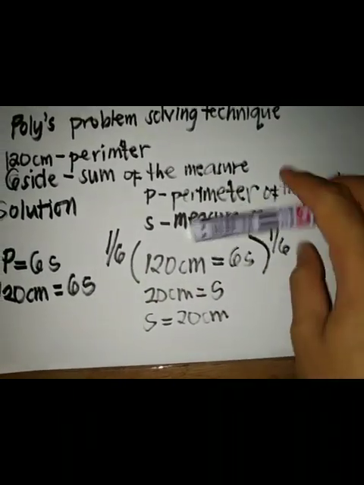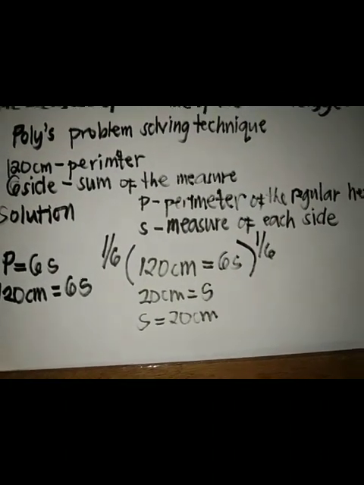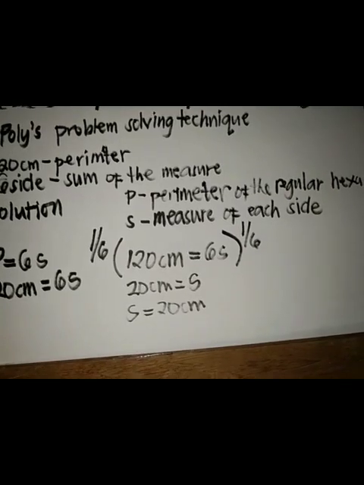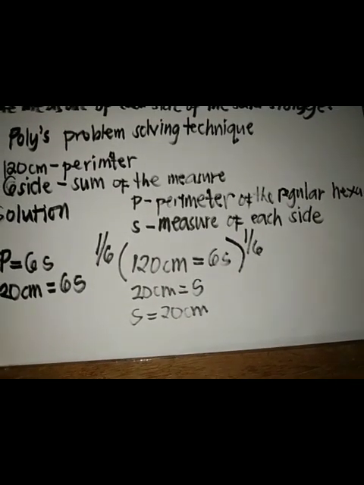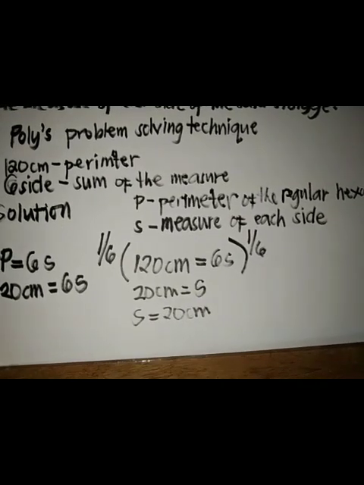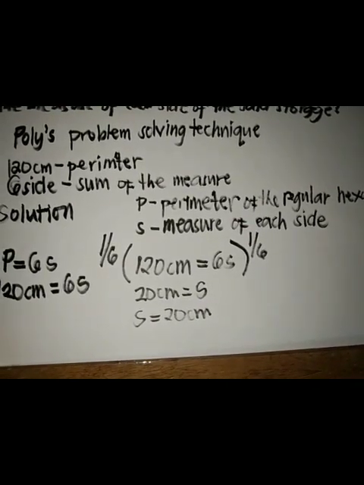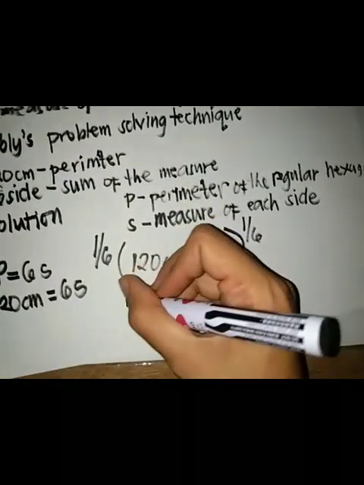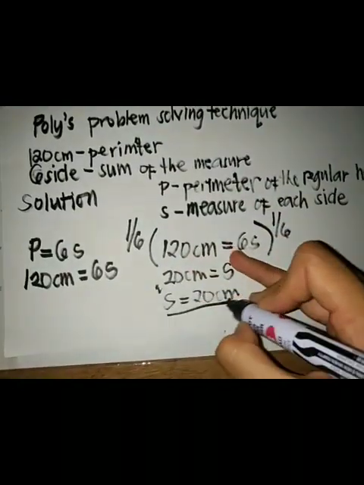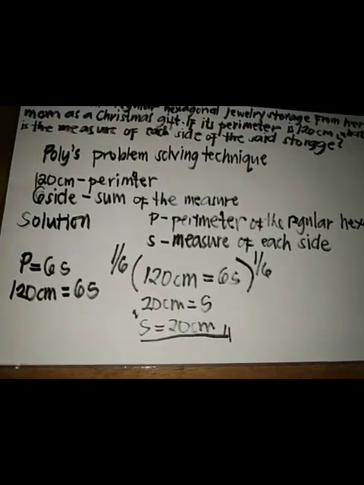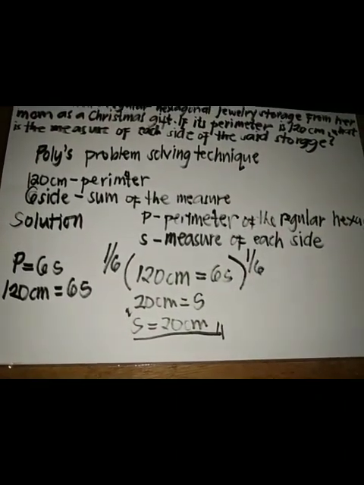So the next step is look back. Since we already know the answer, we can interpret it. Therefore, each side of the regular hexagonal jewelry storage measures 20 centimeters. So now we are done with our first problem.